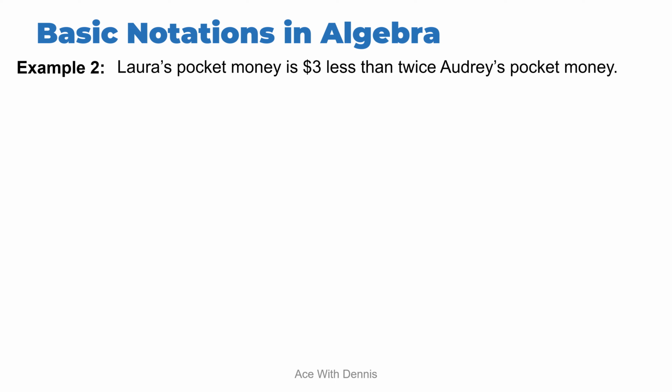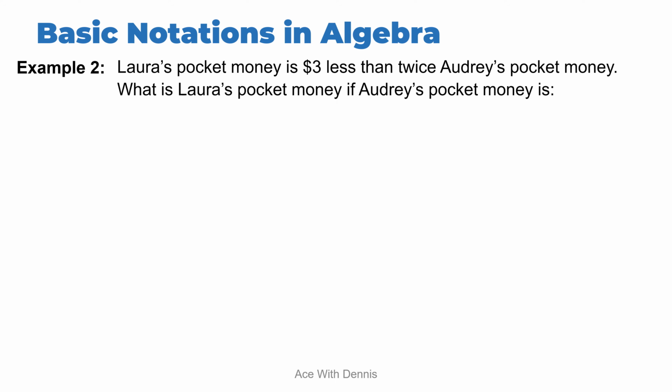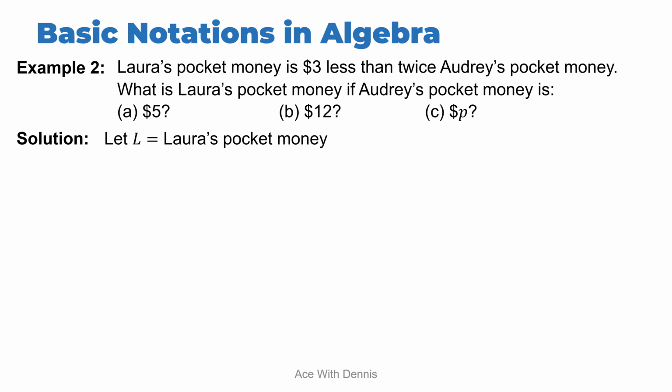Example 2. Laura's pocket money is $3 less than twice Audrey's pocket money. What is Laura's pocket money if Audrey's pocket money is A. $5, B. $12, C. p dollars? Here is the solution. Let L be Laura's pocket money and let a be Audrey's pocket money. Therefore, L equals 2a minus 3. As mentioned in the question, Laura's pocket money is $3 less than twice Audrey's pocket money.